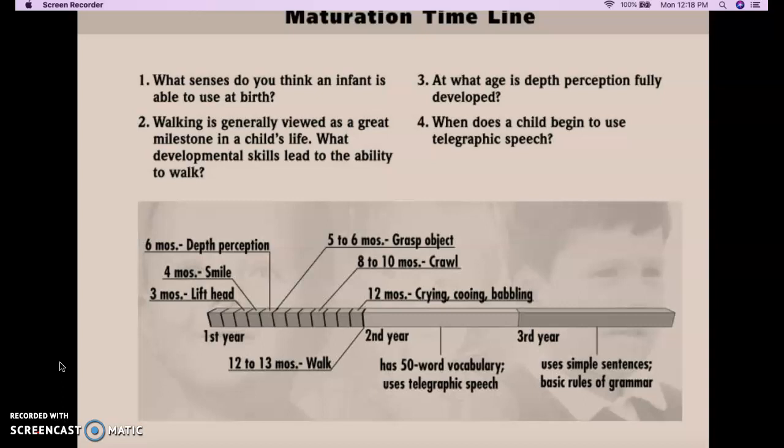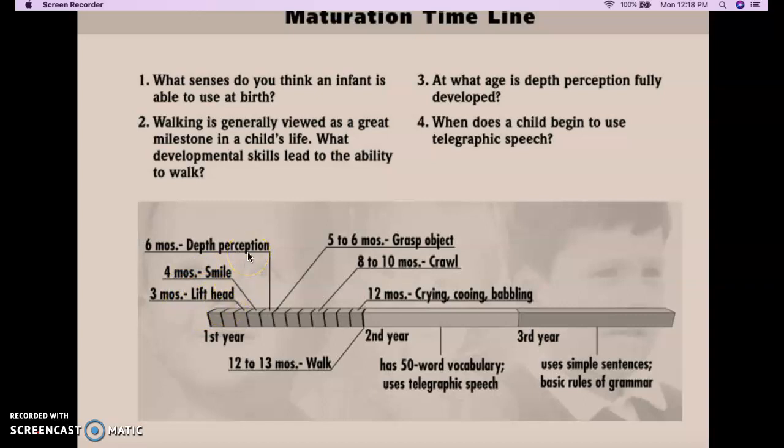Number 2, so walking is generally viewed as a great milestone in a child's life. What developmental skills lead to the ability to walk? So if you look at your chart here, hopefully you started with at 3 months lifting their head. You need to be able to lift your head before you can walk.